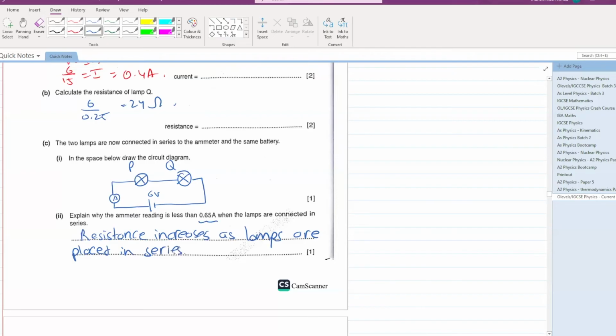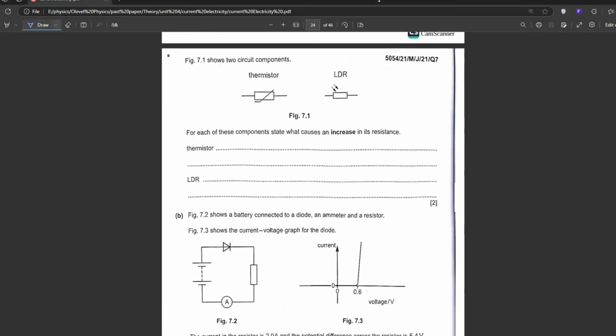Let's further move ahead. Let's see this question next. Figure 7.1 shows two circuit components. For each of these components, state what causes an increase in resistance. For a thermistor, what will cause an increase in resistance? Decrease in temperature. Decrease in temperature causes an increase in resistance.